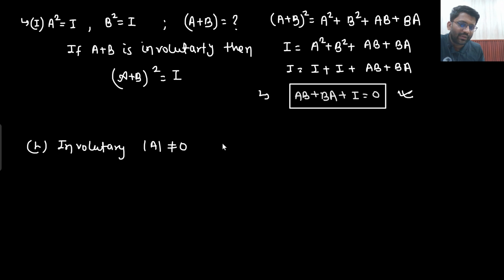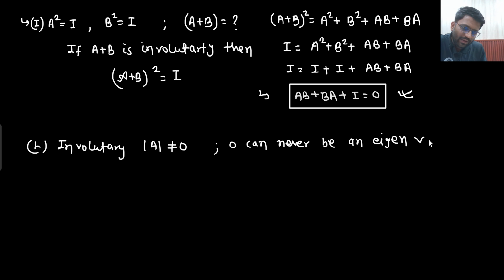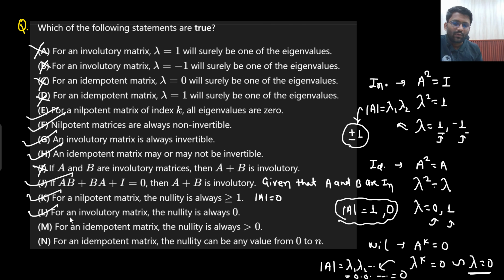That means 0 can never be an eigenvalue. Because if 0 is an eigenvalue, then the determinant would be 0. Now what they are saying, for an involutory matrix, nullity is always 0.